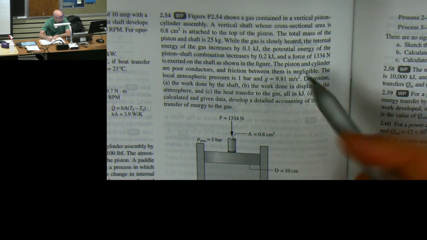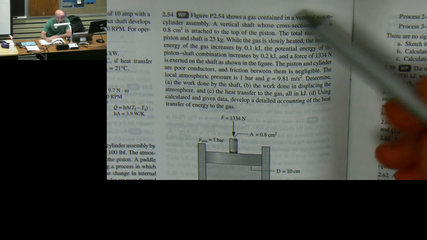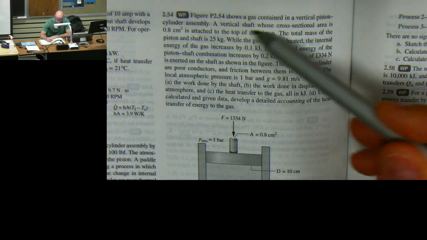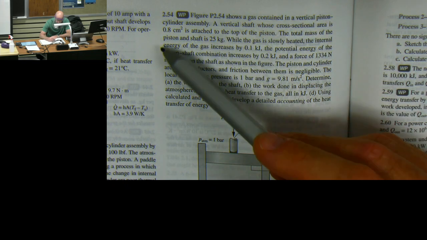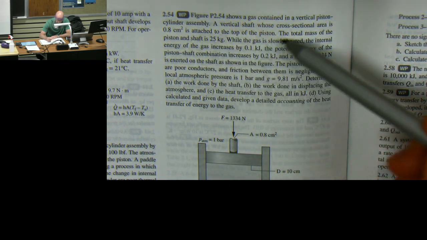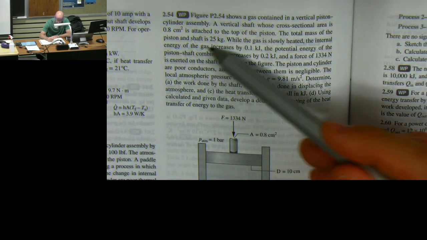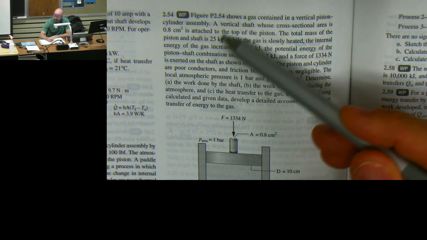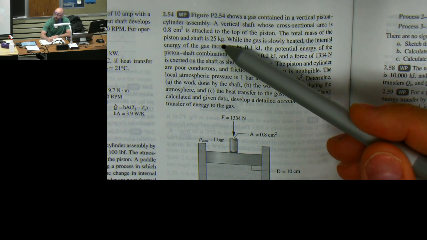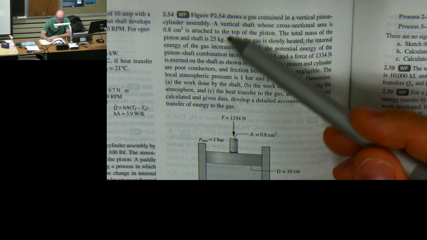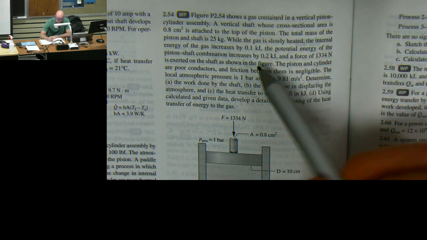They say this. Figure shows a gas contained in a vertical piston cylinder assembly. The vertical shaft, whose cross-sectional area is 0.8 centimeters squared, is attached to the top of a piston. The total mass of the piston and the shaft is 25 kilograms. Notice this looks like a problem that you've done already in chapter 1 when we talked about pressures. That's why I chose it to do today.